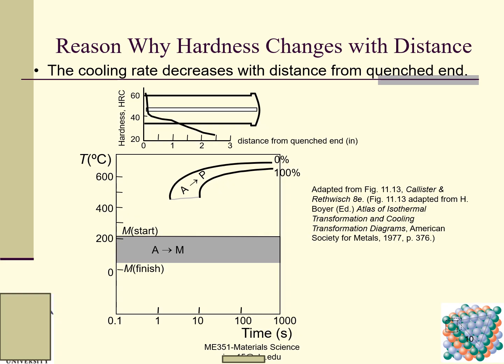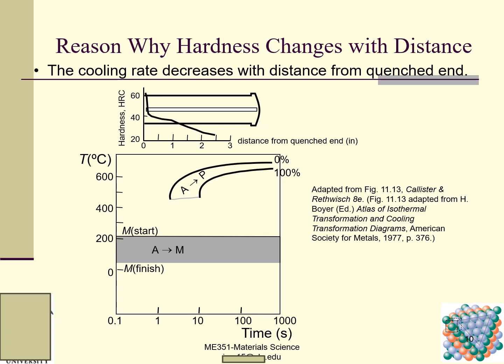You can see this is the cooling rate. In the hardness testing, the HRC goes down very soon. This is the longitudinal distance from the point of interest to the quenched end. You can see it goes down very quickly. So here, this is martensite.